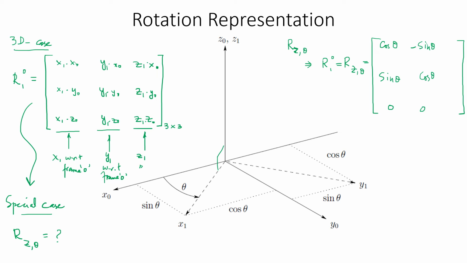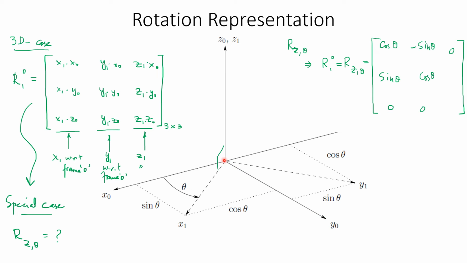Now for the last column, I can once again see z1 dot x naught. So z1 is upwards and x naught is this way, which is obviously 90 degrees apart. So that's also going to be 0. Moving on, z1, which is this direction, dot product with y naught, which is heading this way.